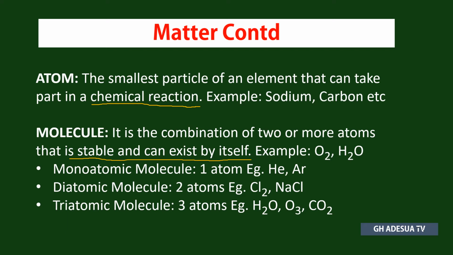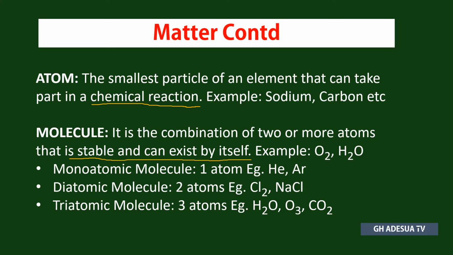Now, a monoatomic molecule has one atom. For example, helium gas is made up of one kind of atom, helium. The helium alone doesn't need to bind to another helium to give you the helium gas. They are independent, but because they are in one compartment, it will give you a molecule. Same for argon.